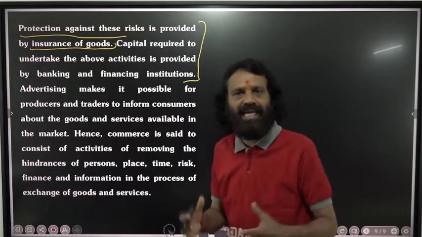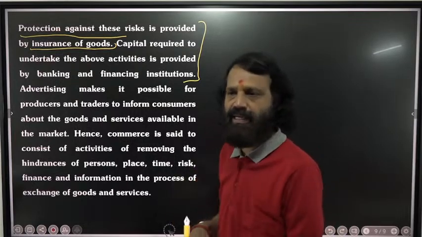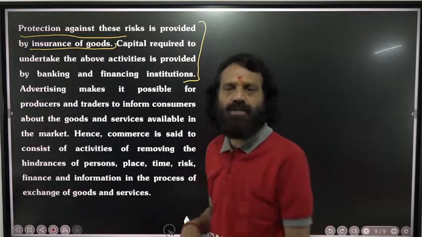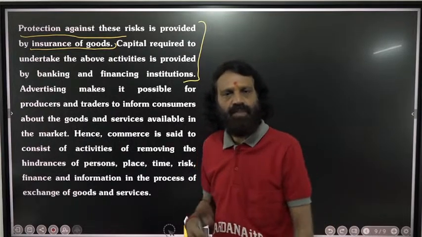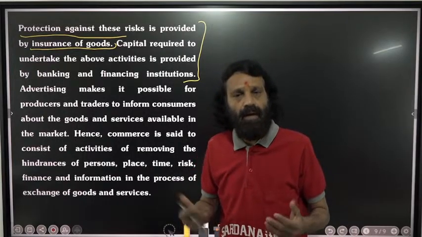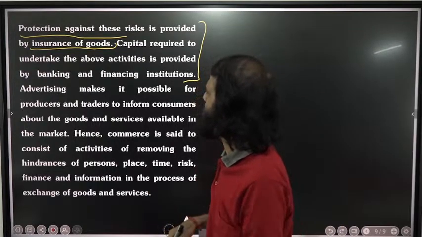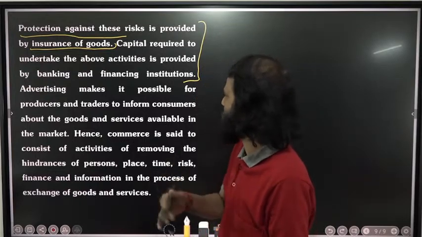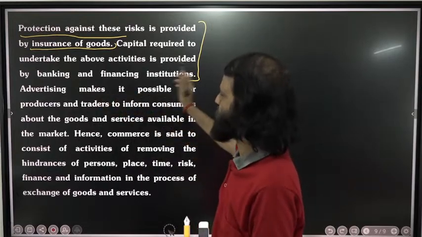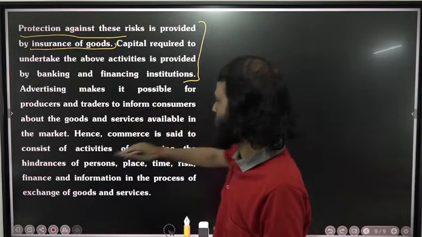Small scale industrial development is also happening in our country. There is a bank for that also. In the field of agriculture also we have banks like NABARD. They are promoting it. Almost all commercial banks are supporting our producers. Various kinds of loans are available, and also insurance services are being provided from all those banks. So advertising makes it possible for producers and traders to inform consumers about the goods and services available in the market.